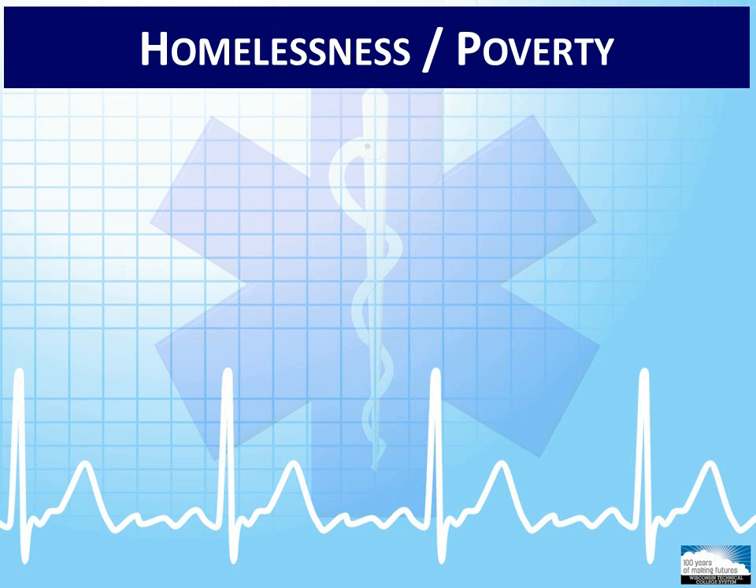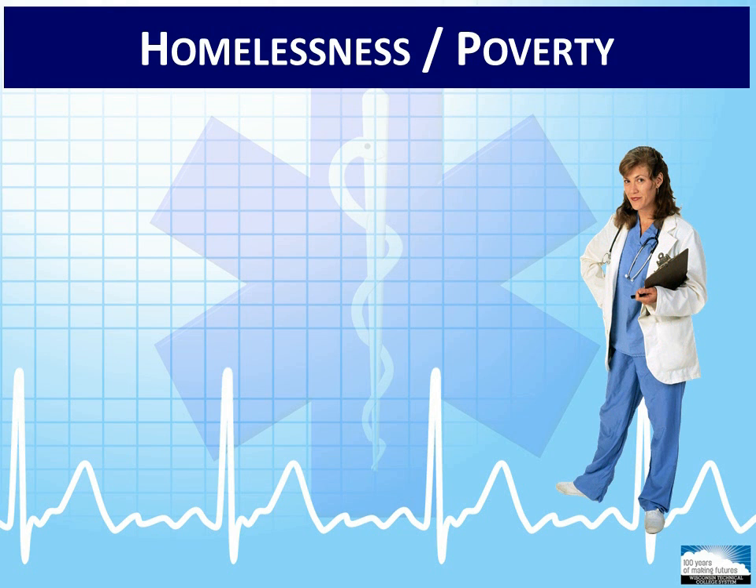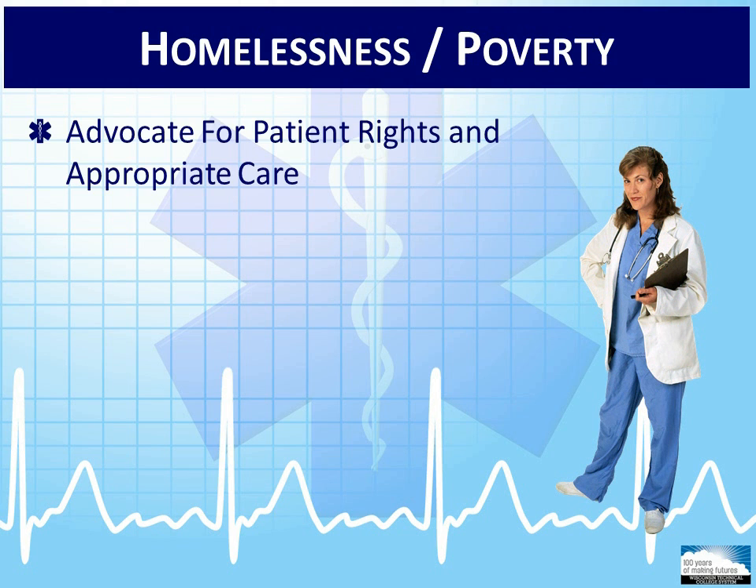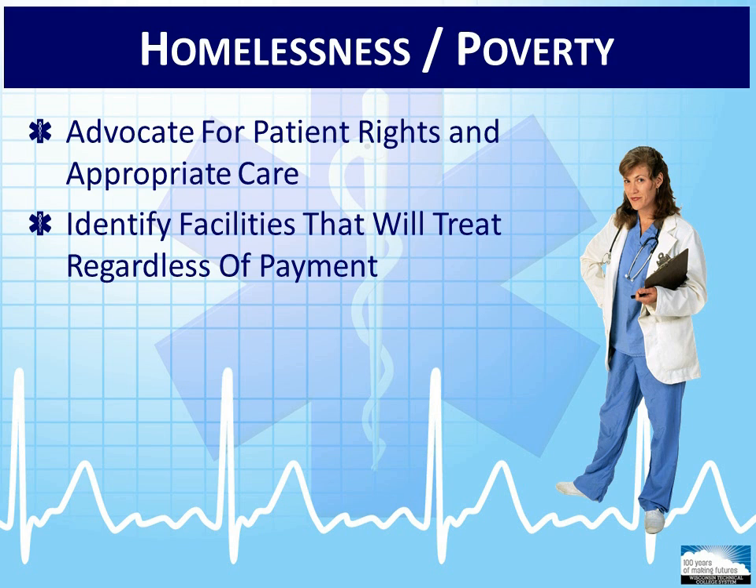Poverty can ultimately lead to homelessness, and it is also common for a person in poverty to lack adequate health care. When caring for homeless or poverty-stricken patients, the EMS professional must advocate for patient rights and appropriate care. Far too often, the poor or homeless are shunned by society and, in some instances, healthcare providers. The EMT must serve as an advocate for his or her patients, especially those who are disadvantaged or unable to advocate for themselves. The EMT should also proactively identify facilities or organizations that can provide treatment and care for patients who lack the financial means to pay for those services.